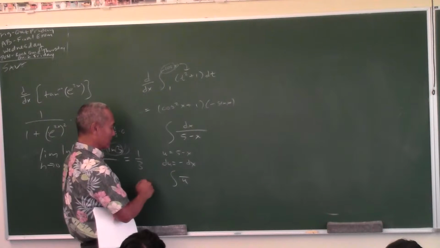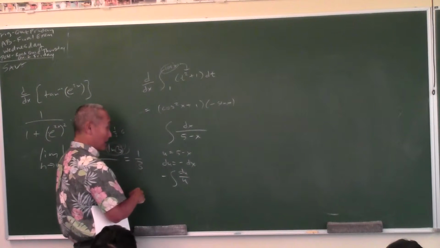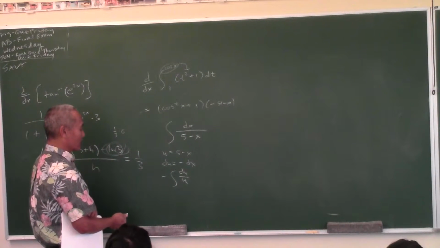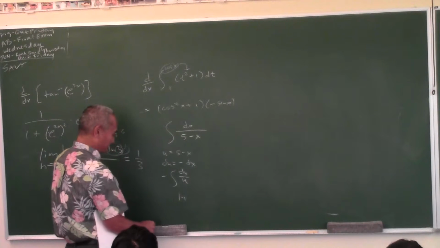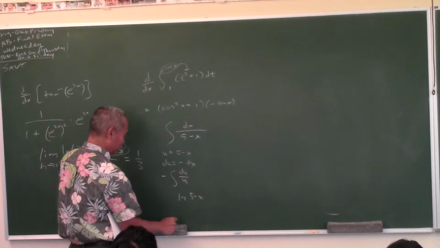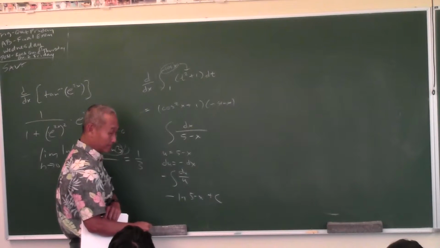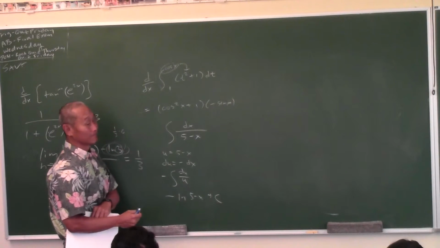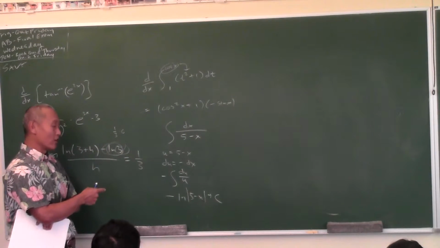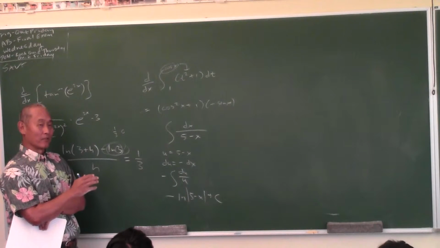What do I substitute for the dx? Negative du. Okay. Natural log of 5 minus x, negative, absolute value. The integral of 1 over u du is natural log absolute value of u.